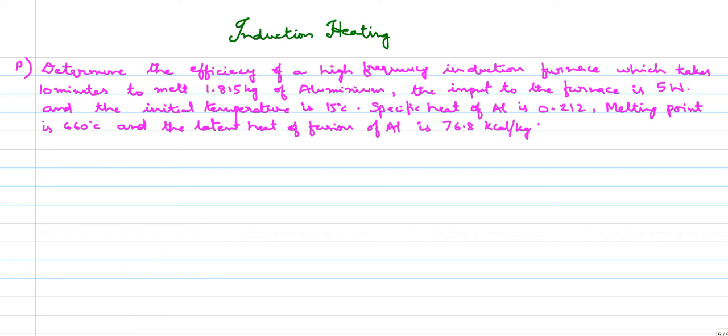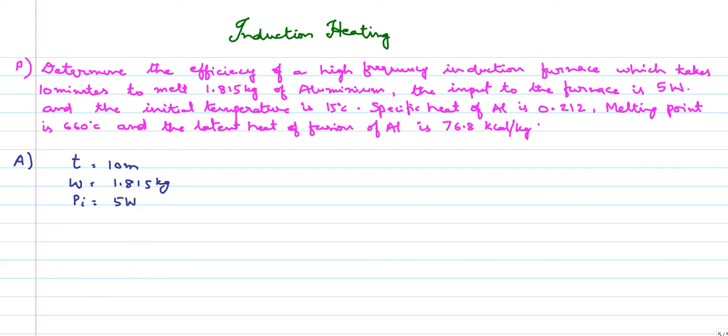Determine the efficiency of a high frequency induction furnace which takes 10 minutes. So we will note down the required data given. Time has been given, which is equal to 10 minutes, to melt 1.815 kg of aluminum. So weight has been given; let me take W, 1.815 kg of aluminum. The input to the furnace is 5 watt. So let me take power input equal to 5 watt.